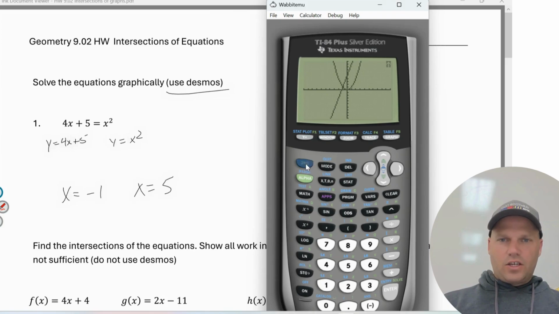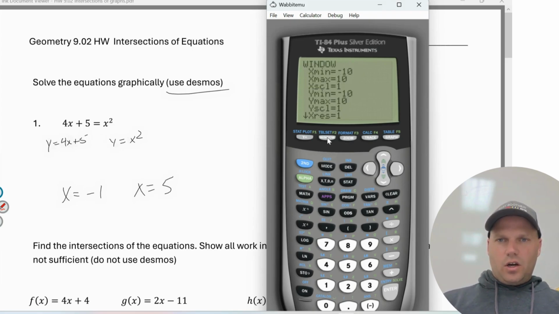You could find the intersection by pressing second, going to calc, and finding the intersect. Pop over to the intersect you're trying to find. Realize since you're solving this equation, you just have x equals. You don't write the answer as -1, 1. You say x equals because you just have x's here.